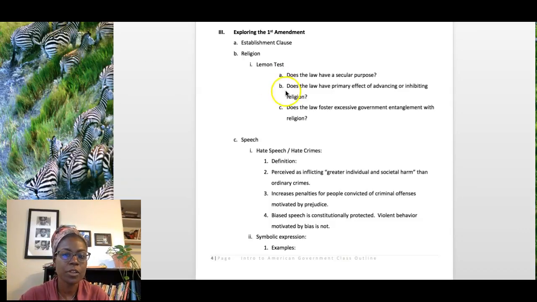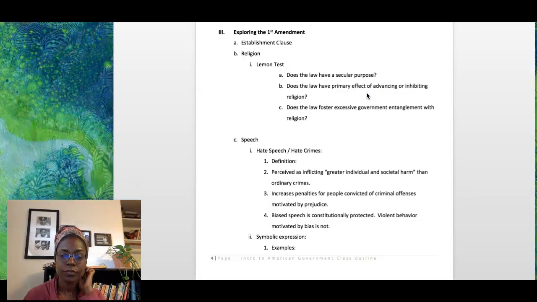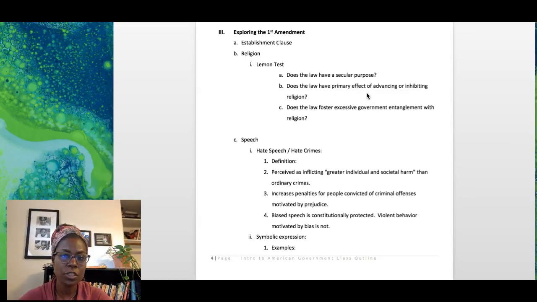So the Lemon Test has three parts. The first question that the court asks is, does the law have a secular purpose? If a law has been passed and brought before the courts, and it's been argued as supporting the establishment of religion, or the plaintiffs may be arguing that this law inhibits the free practice of religion, the first question the Supreme Court justices will ask is, does this law have a secular purpose? Which means, did Congress create the law with the intent not of dealing with religion, but of dealing with the everyday lives of our citizens?